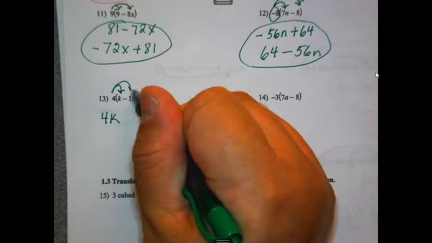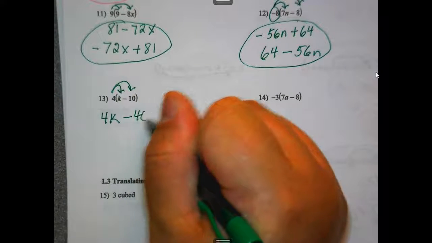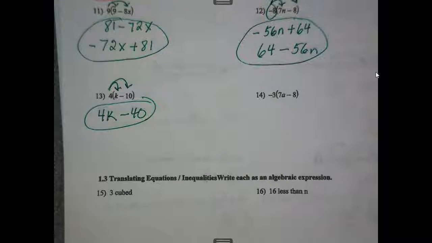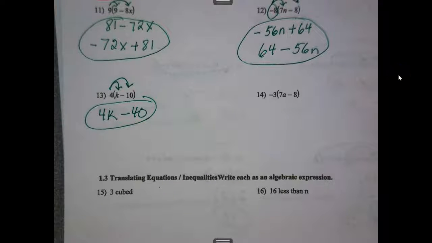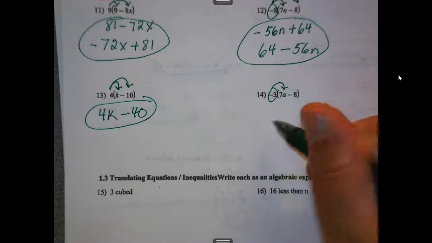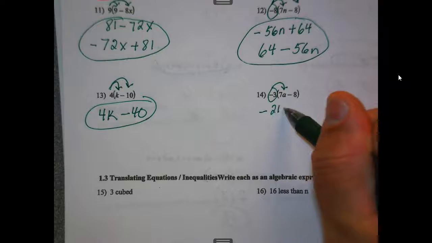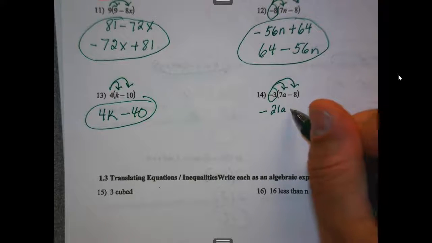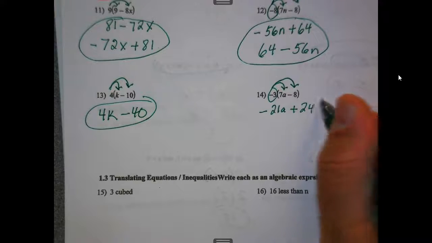4 times -10. Negative 3 times 7a. Good, Dewey. Negative 3 times negative 8. Good.